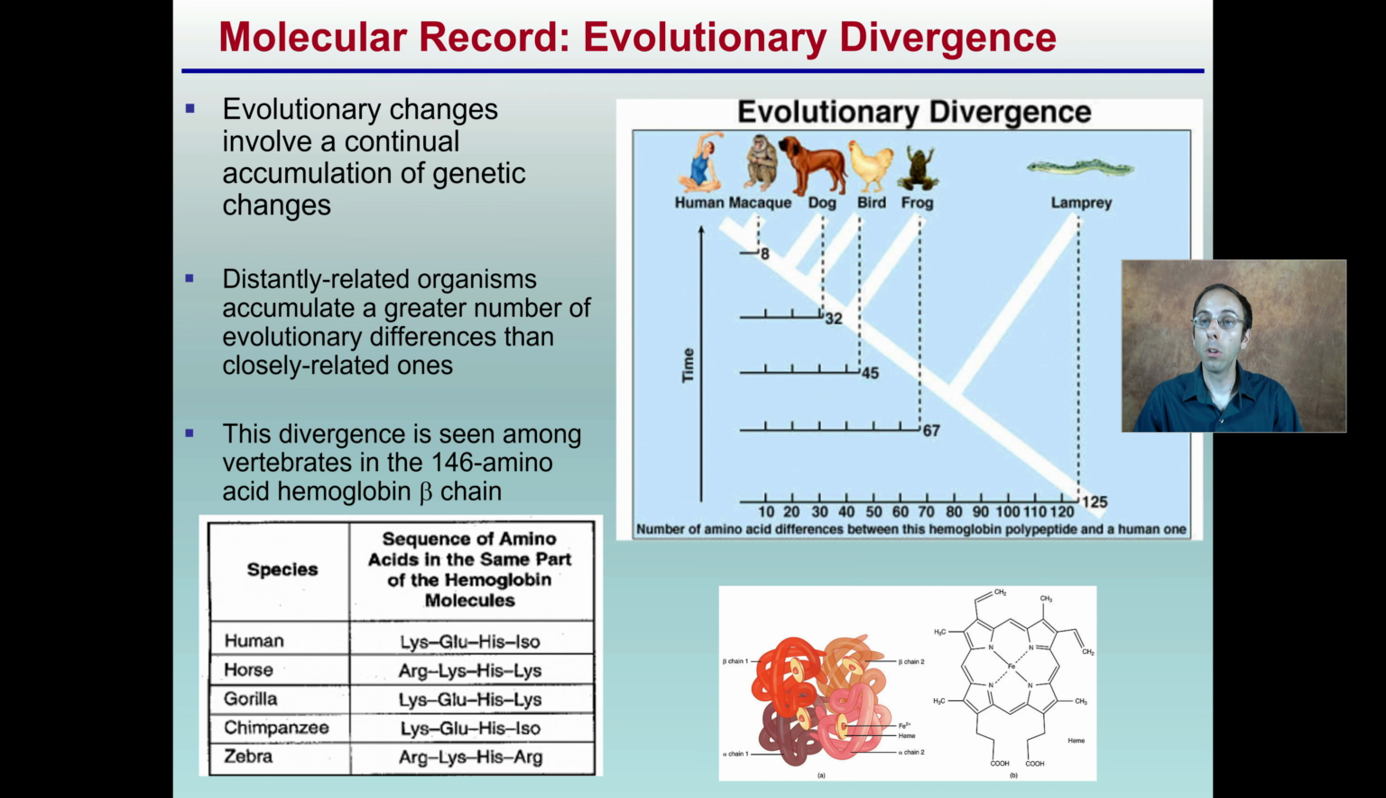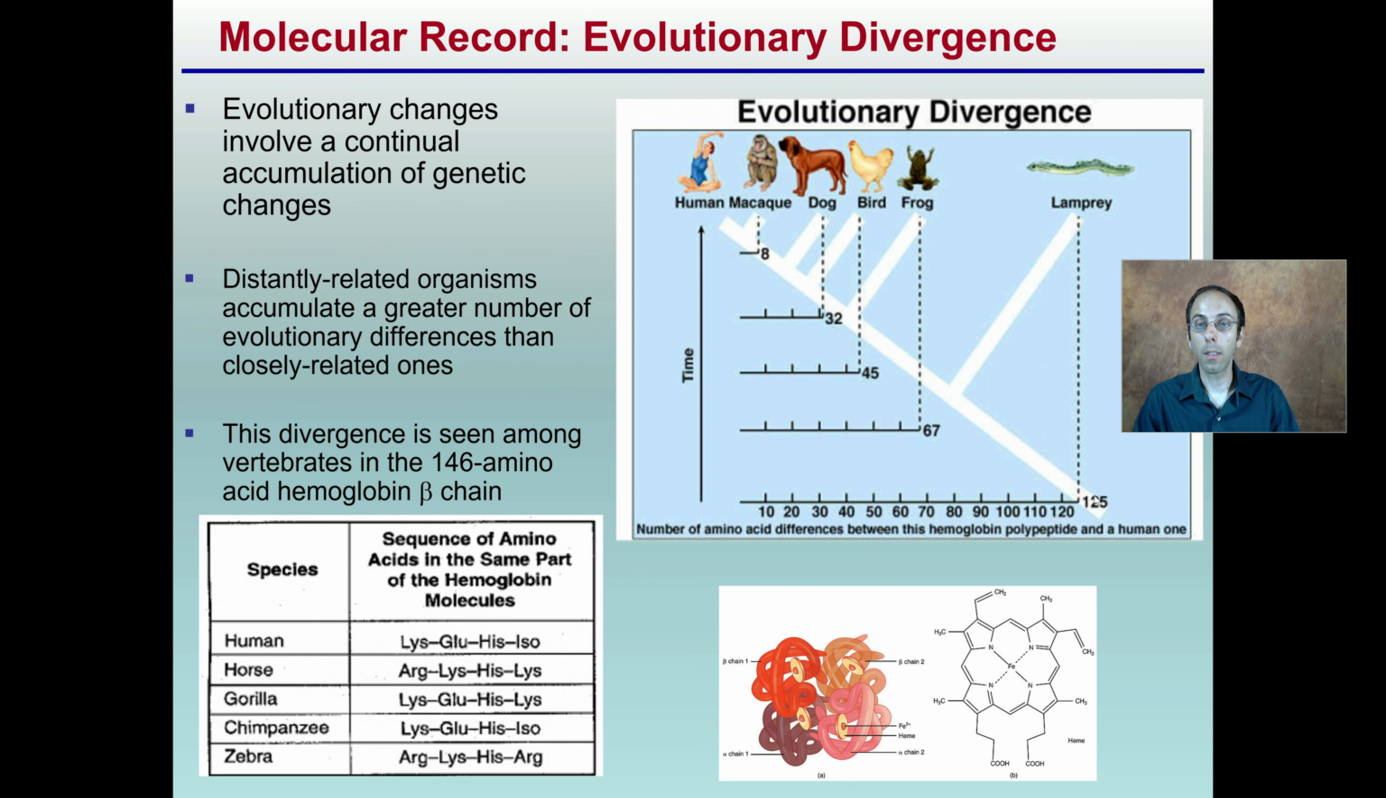So what does that kind of mean? Well, looking at hemoglobin, which humans, monkeys, dogs, birds, frogs, and even sea lampreys have, we can see the amount of amino acids that are different between this hemoglobin polypeptide compared to the human. So in this case, the monkey has 8 differences, the dog has 32, the bird 45, the frog 67 different amino acids, and then the lamprey 125.